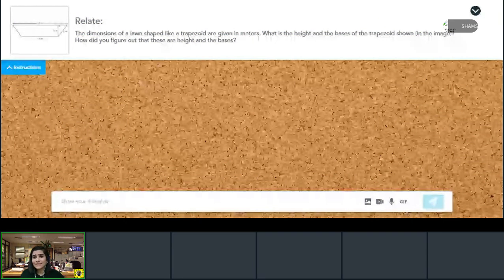What is the height and the bases of the trapezoid shown in the image? How did you figure out these are the height and the bases? How did you figure it out? So go ahead. I'm going to allow you 2 minutes to answer this discussion post. Also, after answering, make sure you post at least one comment on your classmates' posts. You can also give guidance to those who are struggling.